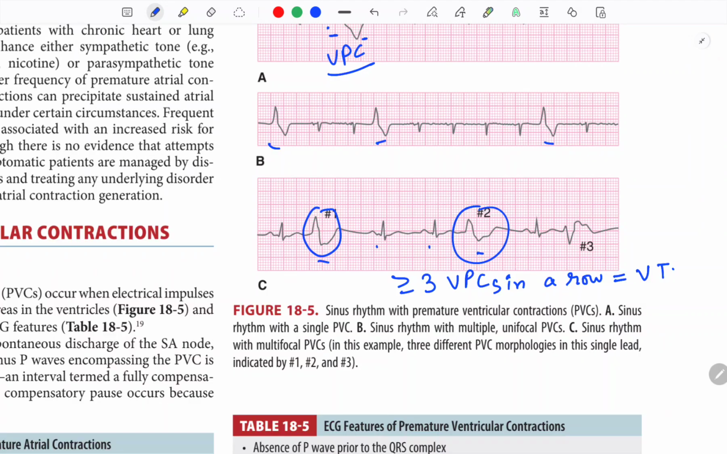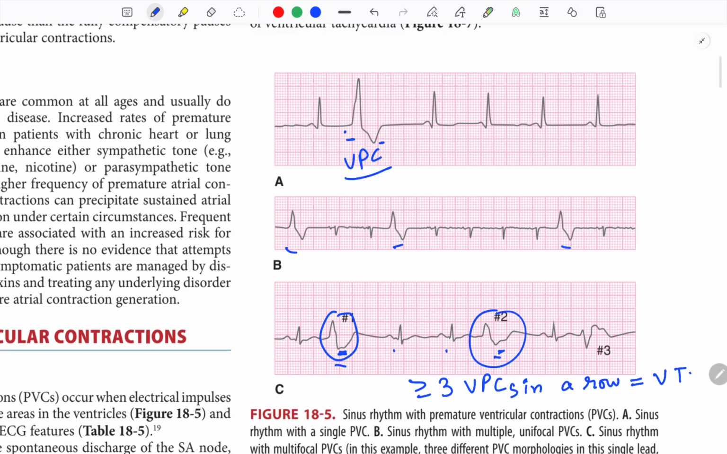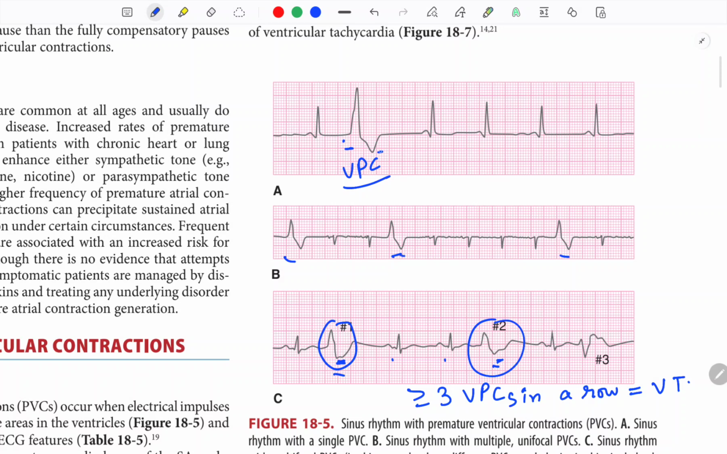What are the ECG features of premature ventricular contraction? So there is no P wave prior to the QRS complex. There is an occasional retrograde P wave after the QRS complex. It will be wide, and you can also get a compensatory post-ectopic pause. ST segment and T waves are opposite to the QRS deflection. For example, if the QRS is upgoing, your ST and T will go down. If the QRS is down, your ST and T will go up in VPC.